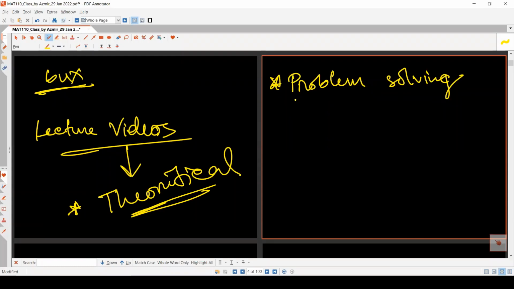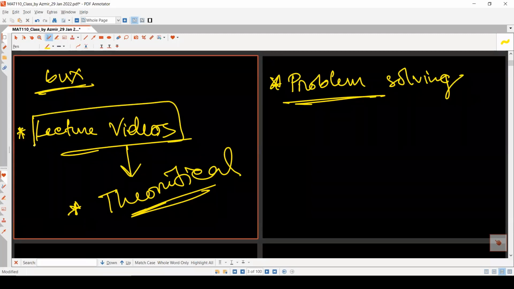Suppose we are going to solve some differentiation problems. We are going to find the maximum or minimum of a function. We are going to find domain and range. So in these sessions, that means the classes that you have to attend, you will learn about problem solving. But at first, before coming to every session, please do watch the lecture videos of that week.